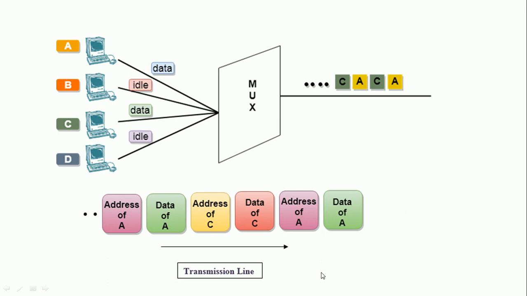To sum up, in this video we have seen the two techniques of time division multiplexing, synchronous and asynchronous TDM, in which synchronous TDM has fixed time slots allocated to each and every device for transmission of data, and asynchronous TDM allots the time slot as per the need of the devices.